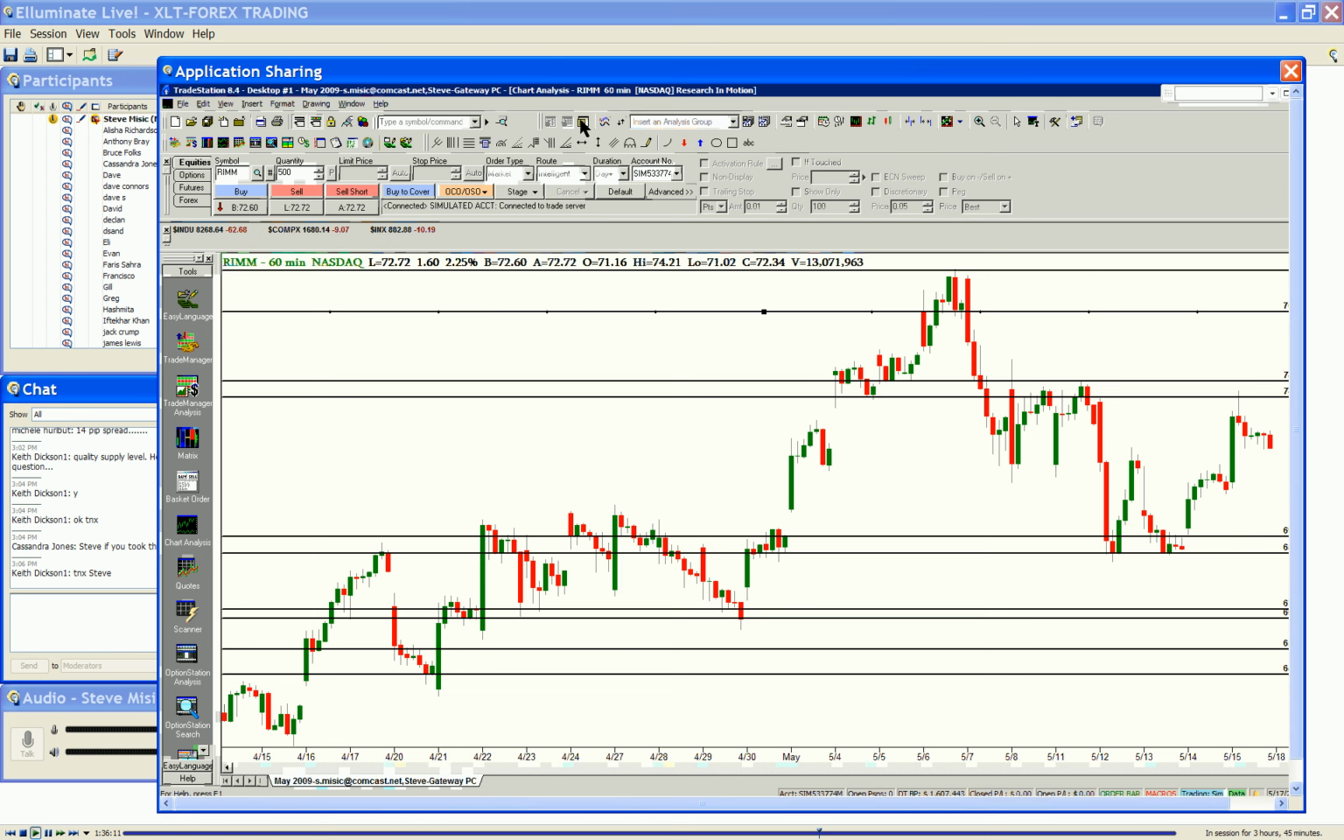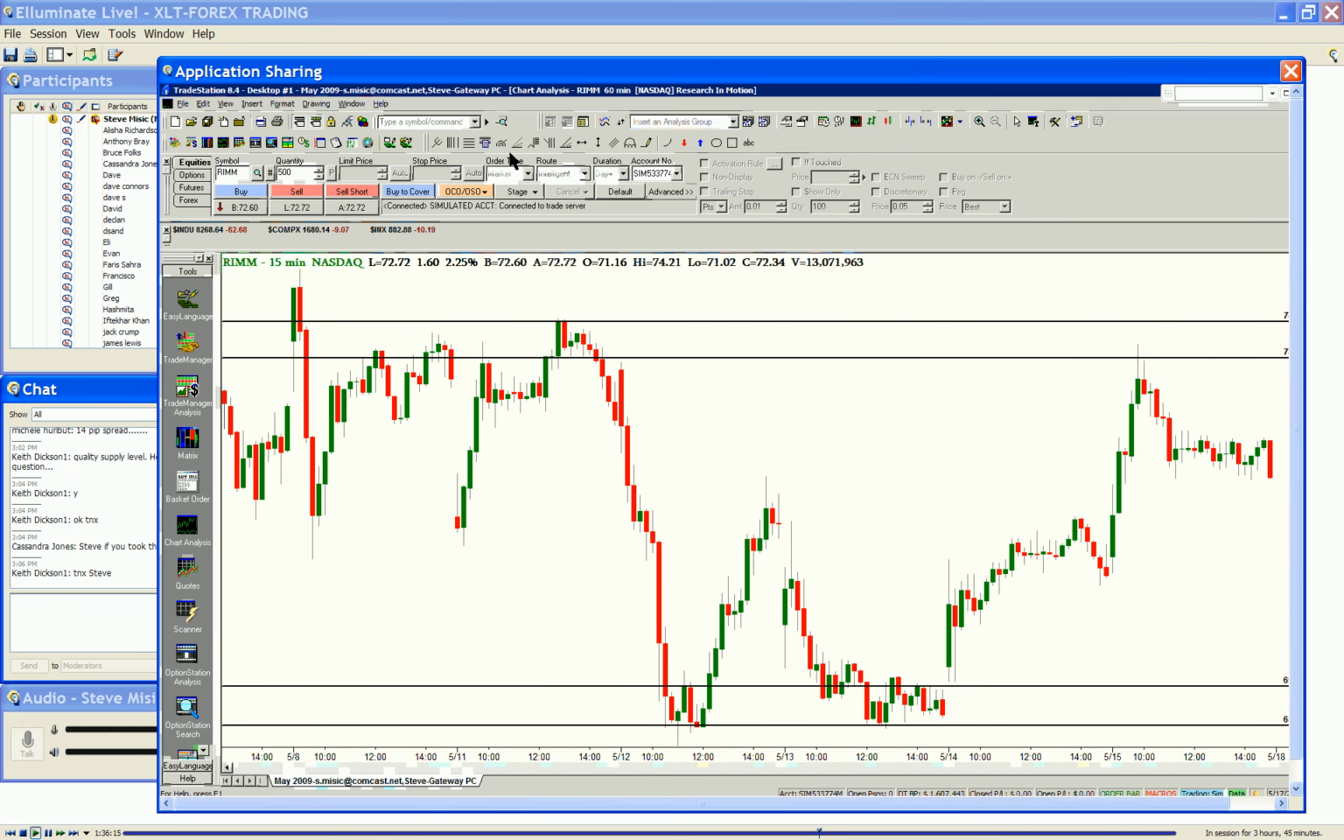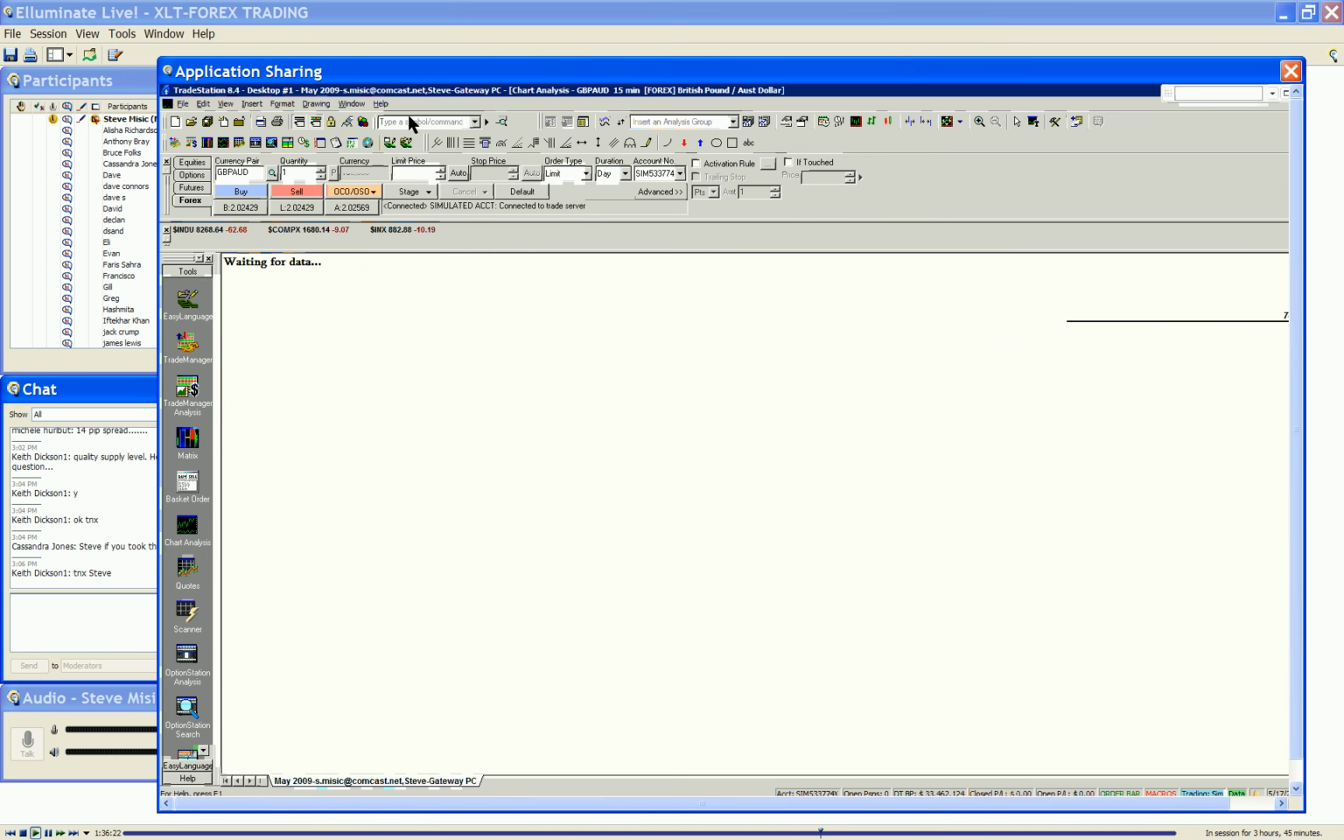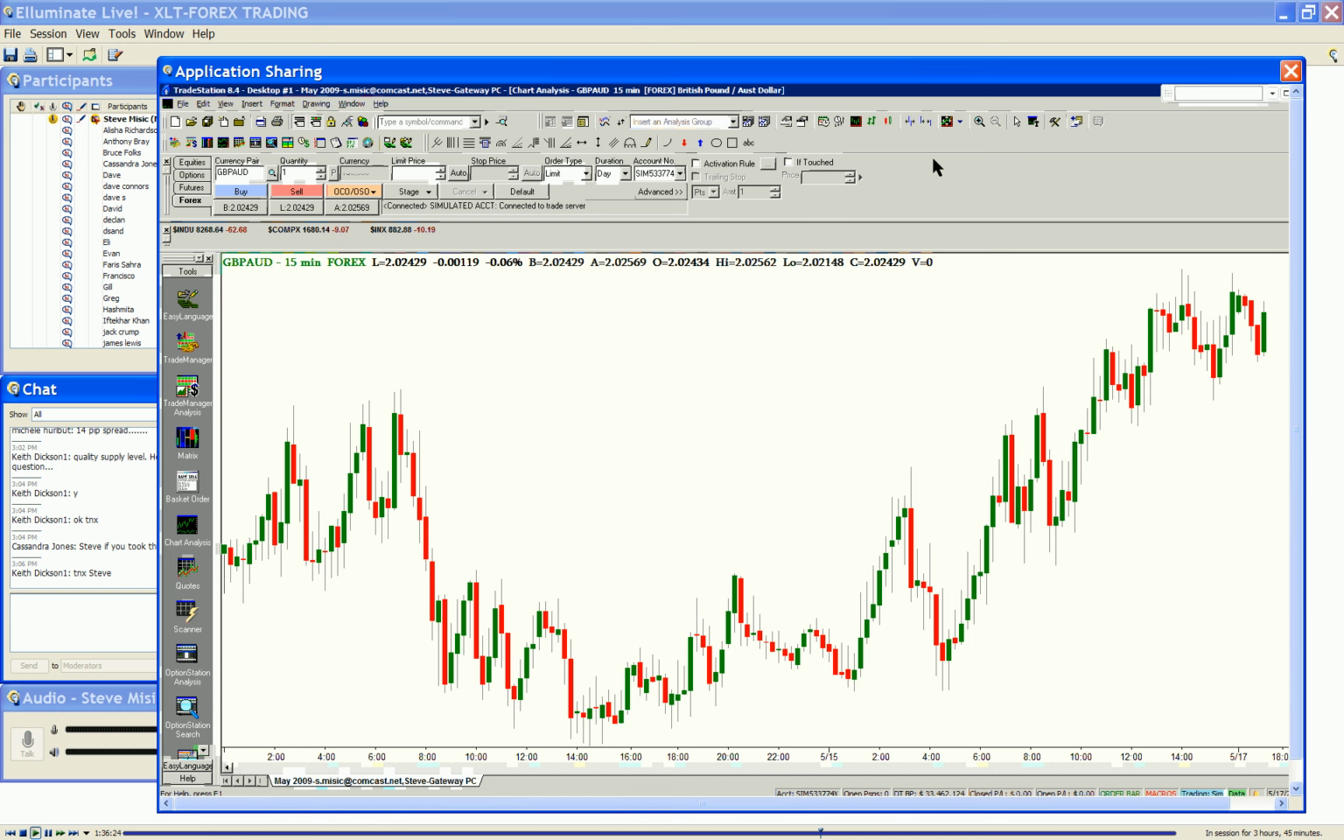All right, so let me go back to a 15-minute chart and then go back to the currency we were looking at, which was the GBP AUD. Okay. All right.